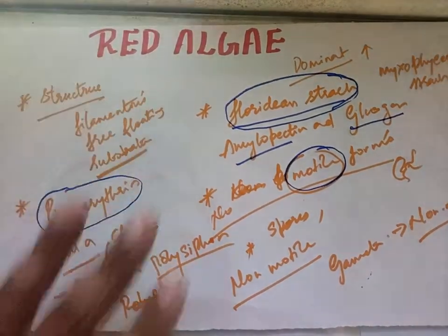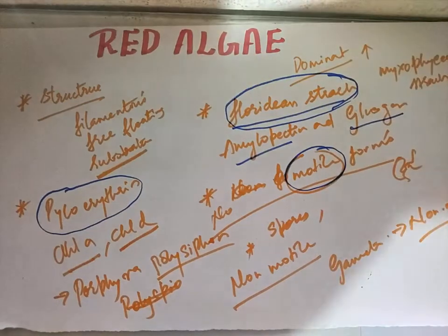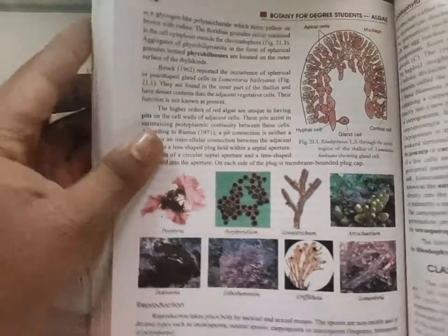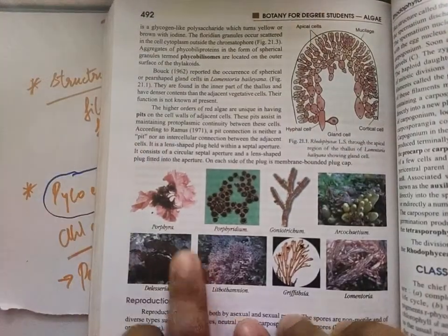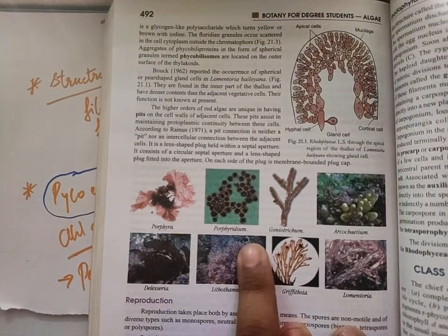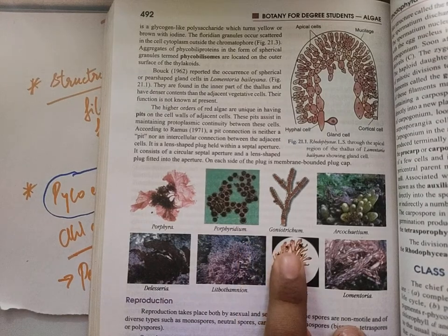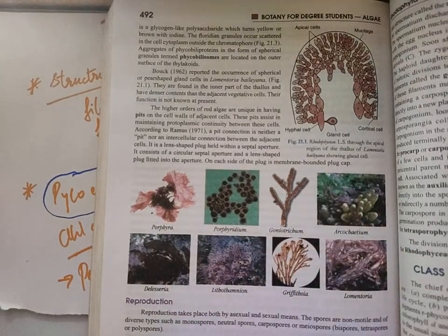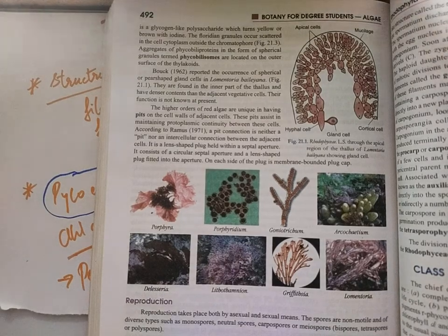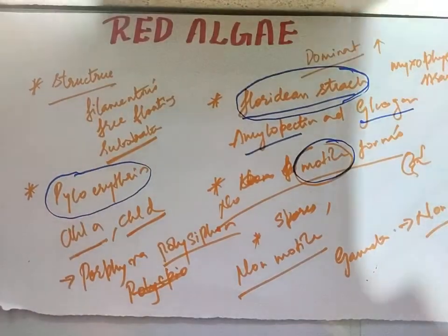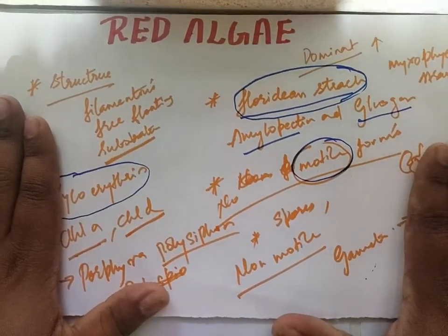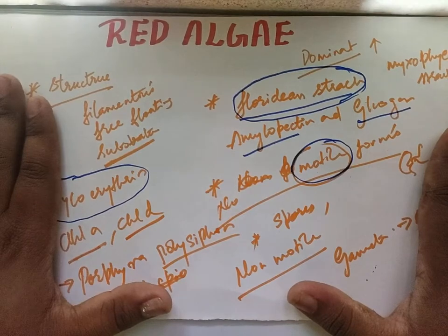I'll just show you the pictures here. This is from B.R. Vashishta. You can see Porphyra, this is Porphyra, Porphyridium, Gymnogongrus, Acrochaetium. So these are the different kinds of red algae. Study this, children. Very easy. The study of algae is very easy as far as PUC or 11th standard is concerned.